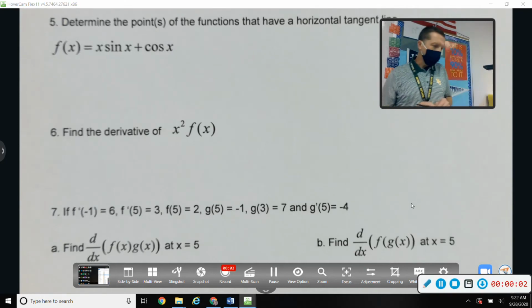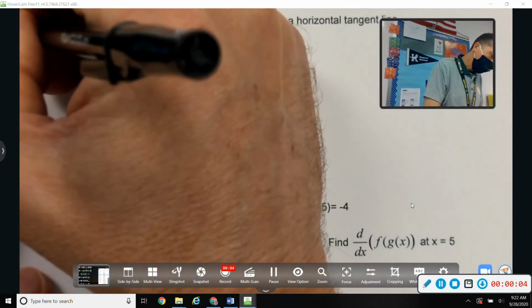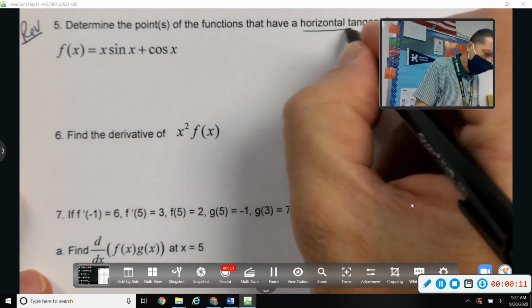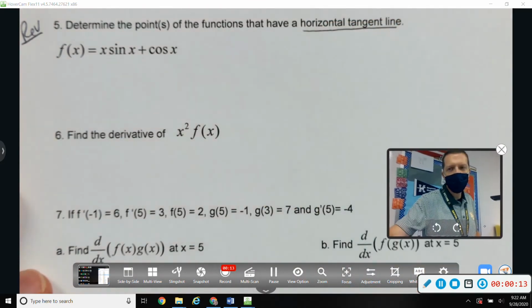All right, determine the points. So this is number 5 off the review. Sorry, number 5 off the review. Determine the points of the function that have a horizontal tangent line. Horizontal tangent line. So let's think ahead here. What are we after?